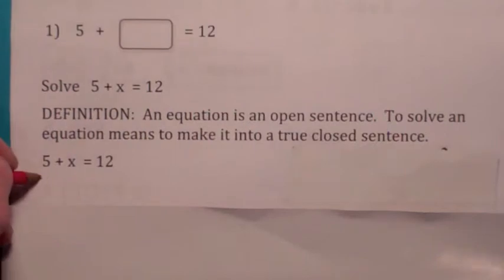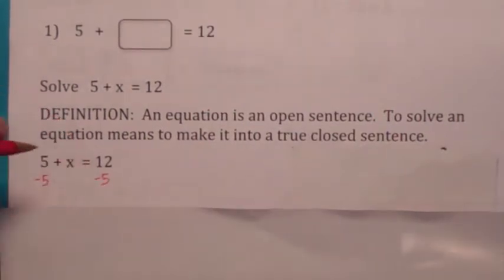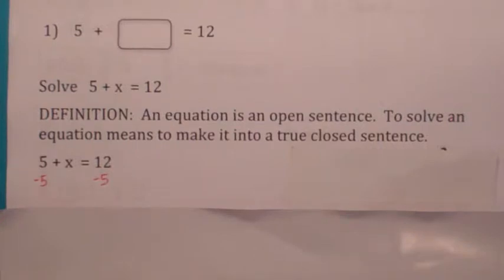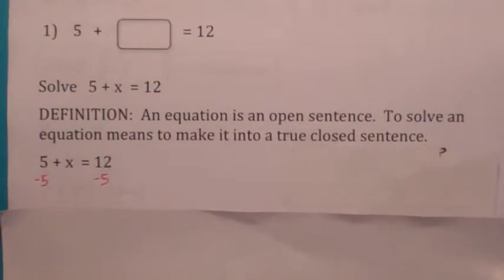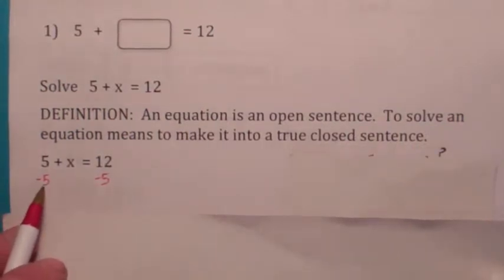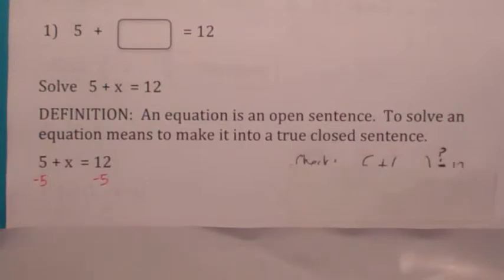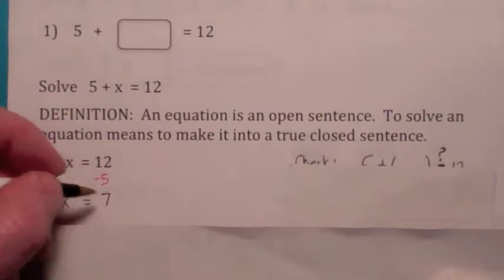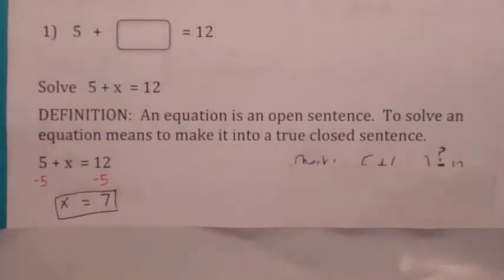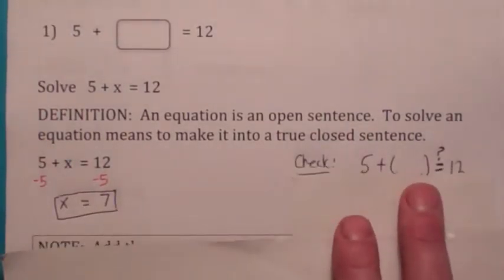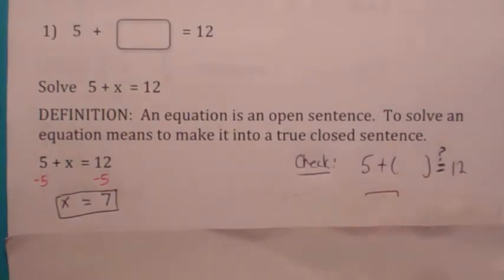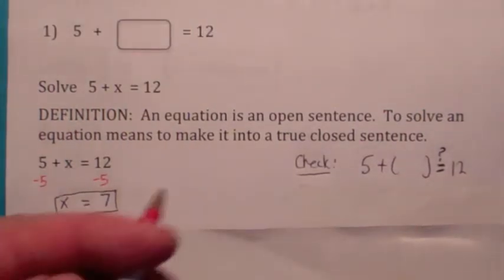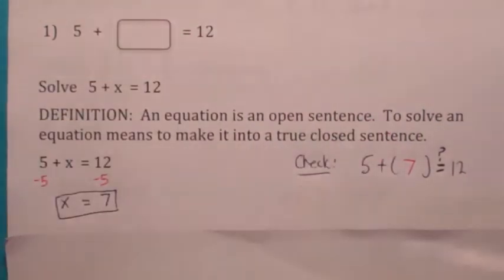If you add negative 5 to this side and negative 5 to this side, it doesn't change the solution to the equation. Think of the equation like a balance. If you take 5 pounds off of each side, it's still in balance. Anyway, on the left side, when you add 5 plus negative 5, you just get x. And on the right side, when you add 12 plus negative 5, you get 7. That's the solution. And you can actually check the solution too. If you go back to the original equation, 5 plus something equals 12, you plug in 7, does it make it true? Yeah, it does.